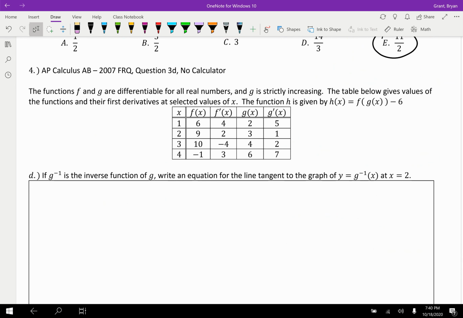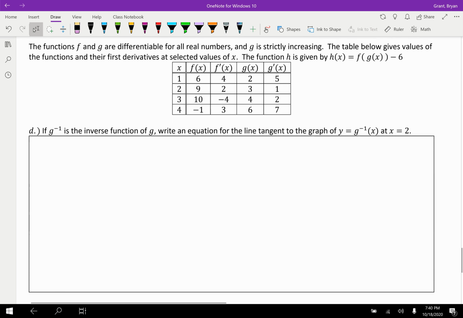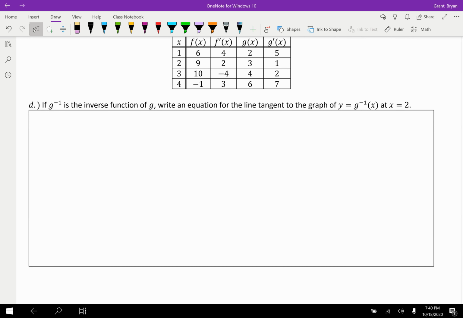Functions f and g are differentiable. G is strictly increasing. The table below will give some values. We've actually seen this problem several times this semester. Bonus points if you can remember where or what other problems are on it. Hopefully it's your friend by now, but we haven't seen this part of it yet. If g inverse is the inverse function of g, write an equation for the line tangent to the graph of g inverse at x equals 2. This just seems like a tangent line problem.